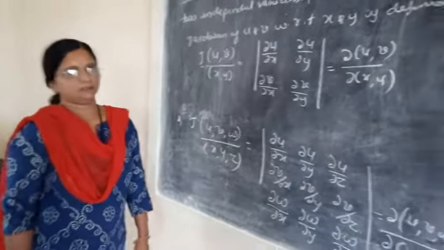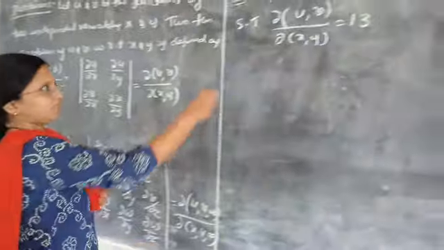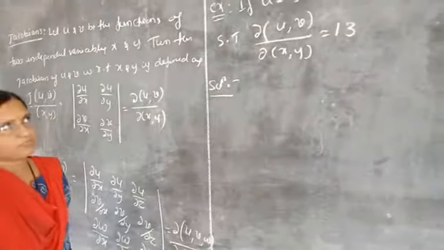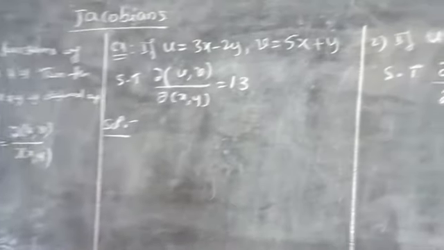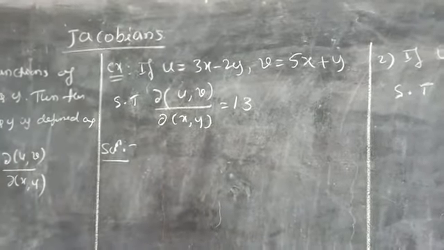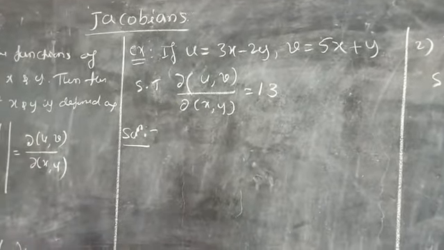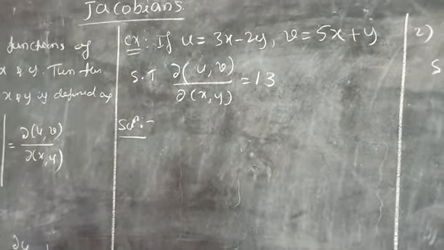Let us take one example here. If u is equal to 3x minus 2y and v is equal to 5x plus y, then show that dou of u, v divided by dou of x, y is equal to 13.